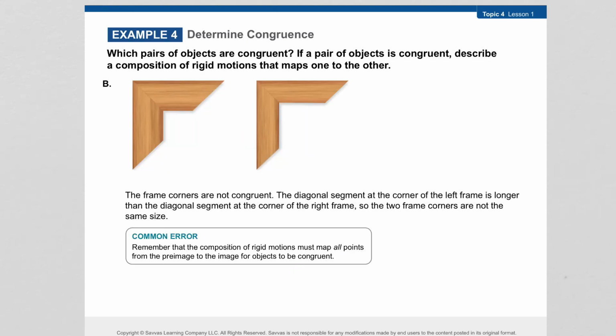Here we have an example of two shapes that are not congruent. We can see that one is larger than the other. And whenever we are determining congruence, all the points from the pre-image must be mapped onto the image.